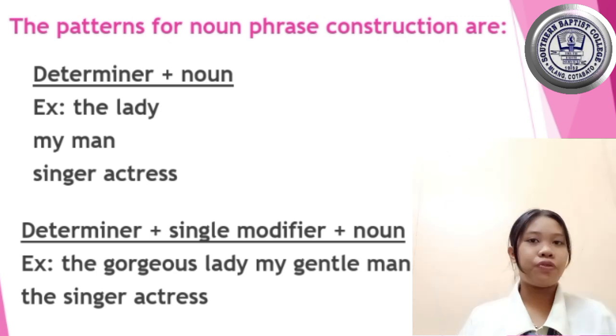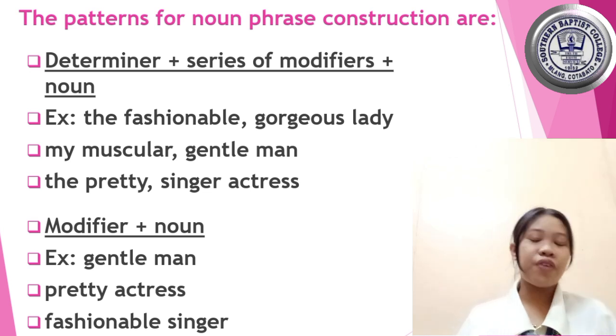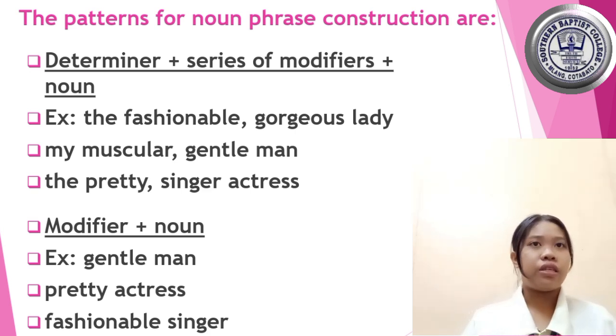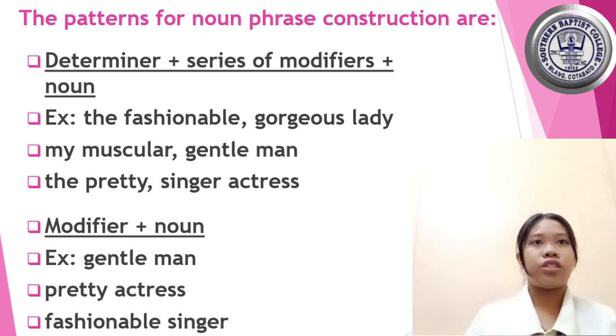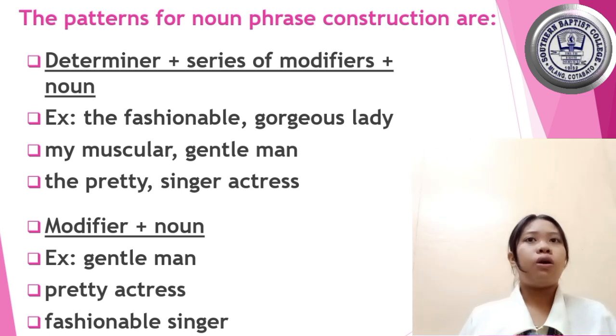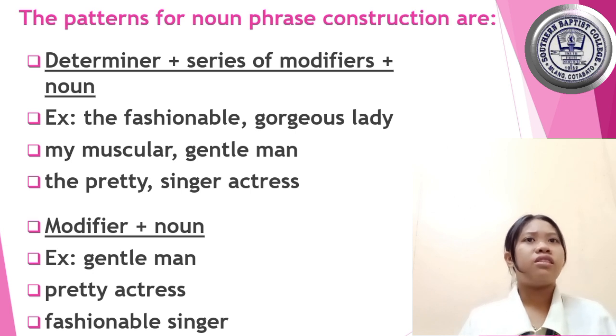So let's move forward to the third pattern, which is the determiner plus series of modifiers plus noun. So, what is a series of modifiers? A series of modifiers is like a chain of words that describe a noun, giving us a super detailed picture. Each modifier adds a different layer of information, making the description richer and more vivid. Or it's like you're adding a lot of details to make it sound amazing. That's where a series of modifiers comes in.